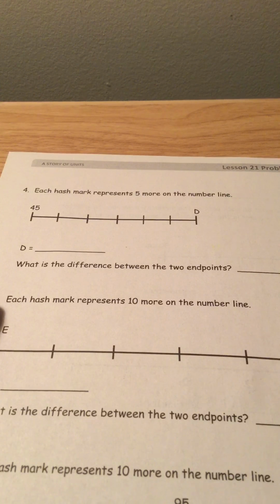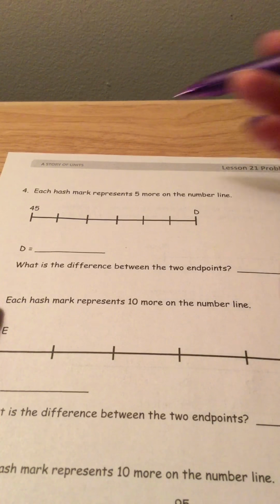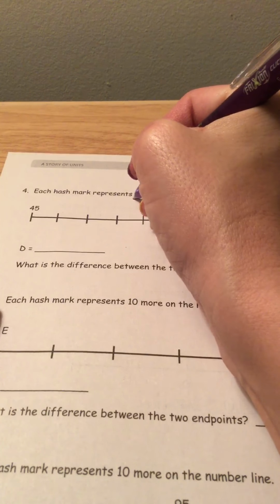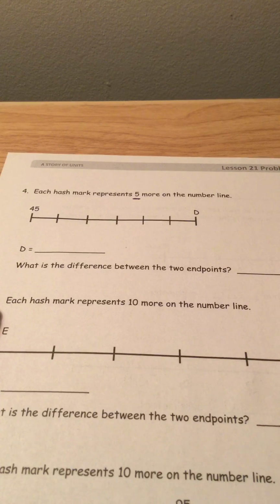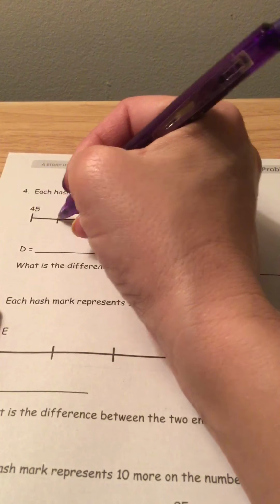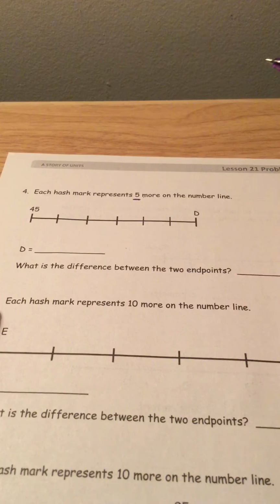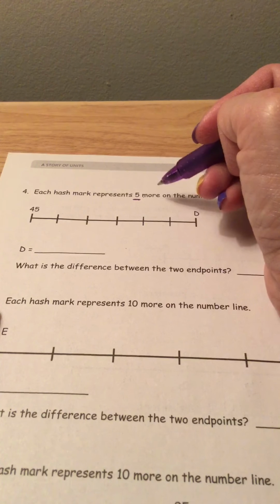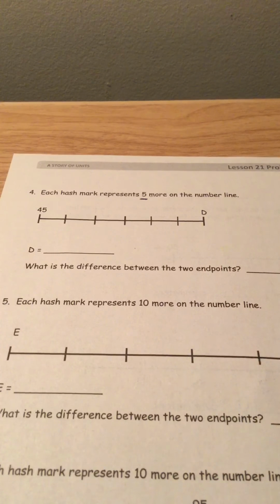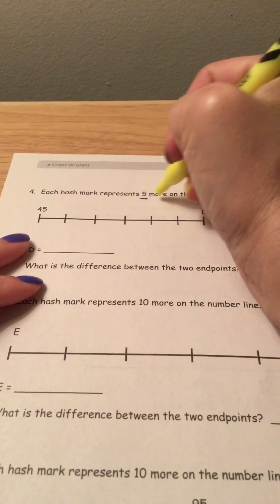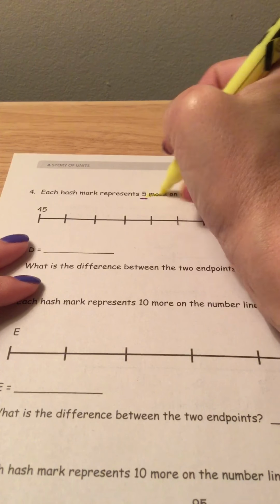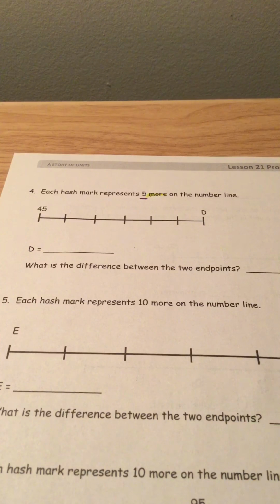All right, now this time they are giving you the unit that we're skipping by. So if each unit is five more on the number line, and that's a really important part. So we are counting up by fives. You can highlight more if you have your highlighter handy.